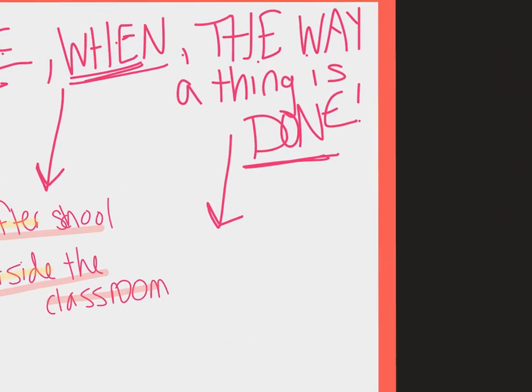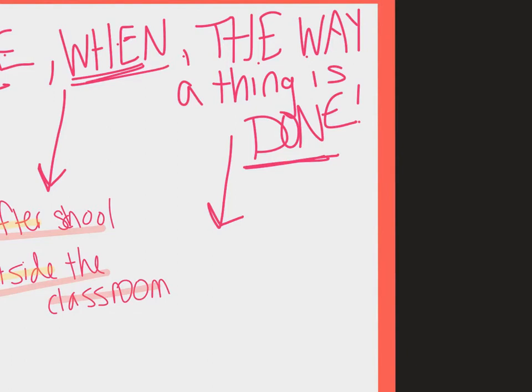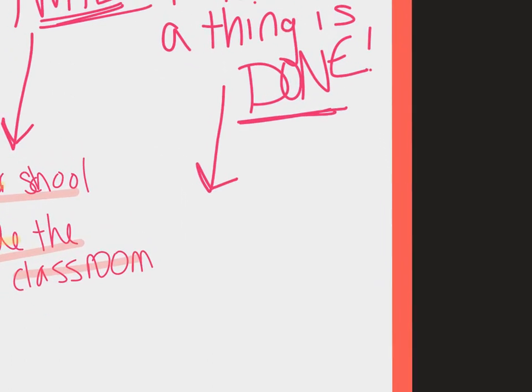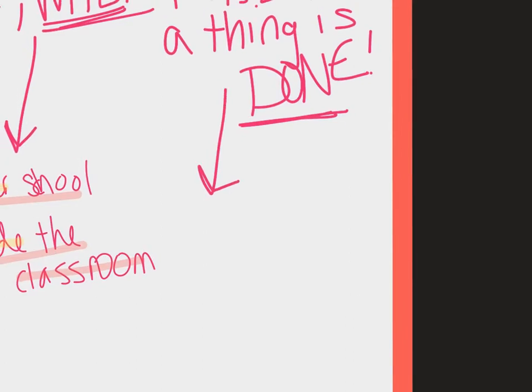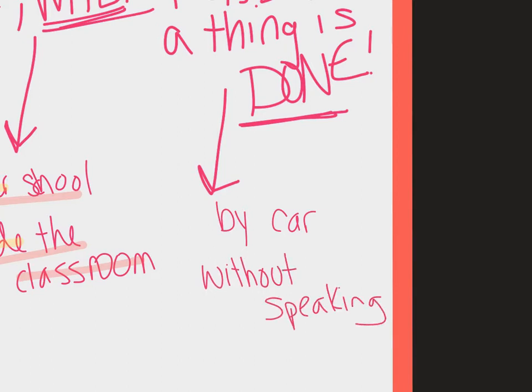The final one is a prepositional phrase which shows the way something is done. These are a little bit harder to think of because the way something is done is kind of vague. So let me just show you, and it's easier to see. A prepositional phrase that shows the way a thing is done might be something like by car. If you go by car or via car, or if you go to class without speaking. These are prepositional phrases because we have by and without, prepositions used to show the way something is done, and the full prepositional phrase.